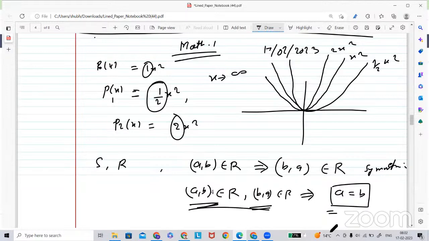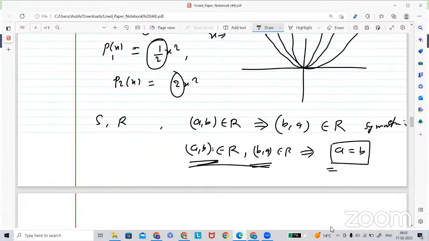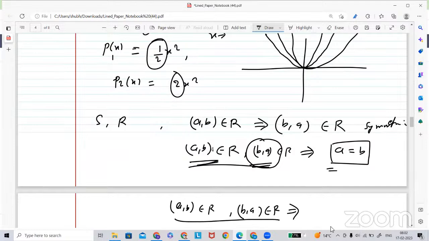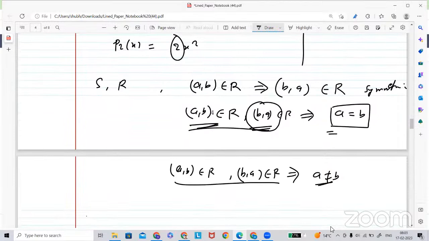Suppose only AB is there. Then it is going to be antisymmetric, because the second condition is not being followed here. Since it is not following the second condition itself, it will be antisymmetric. If AB is there and also BA is there, and A is not equal to B, then it is not antisymmetric. Otherwise, if these two are there, then there should be A equal to B.